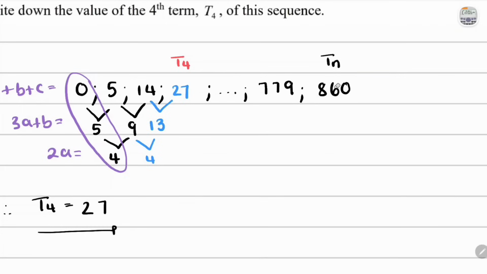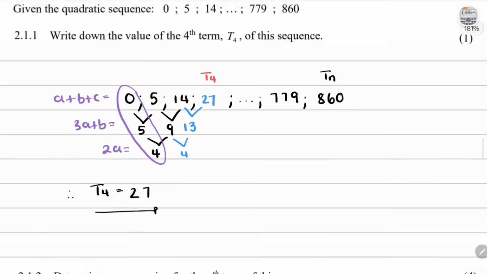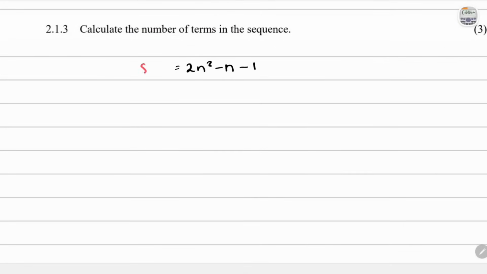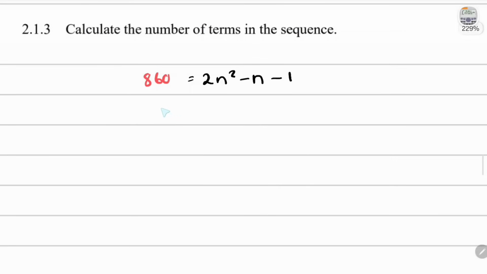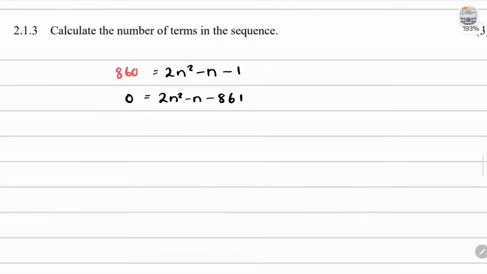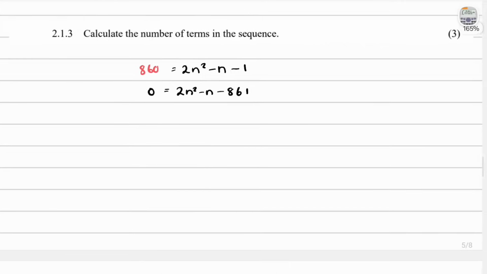So in place of Tn in our general term formula, we're going to substitute 860. Okay, so 860 is equal to 2n squared minus n minus 1, and now we're going to transpose 860. So we have 0 is equal to 2n squared minus n. What is negative 1 minus 860? And that is negative 861. Okay, so we just have to factorize this. At this point, you can go ahead and just use the quadratic formula, but you can still include factors despite the fact that you've used the quadratic formula.